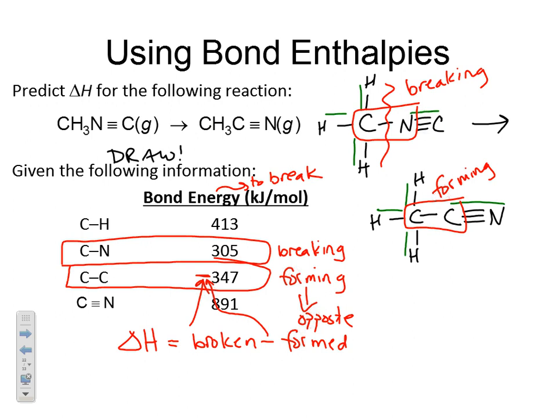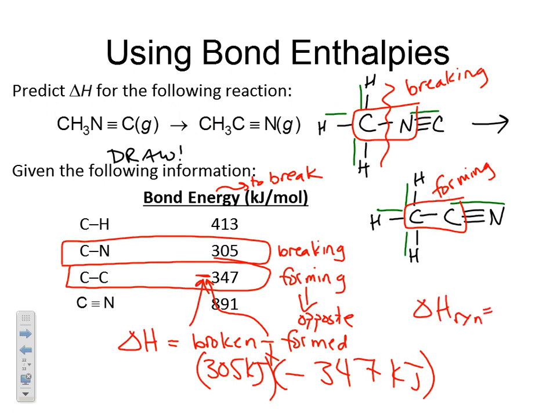So the broken, I'm breaking 305. Takes 305 kilojoules to break that carbon to nitrogen single bond. And then I have the negative, like the minus, right? And then the 347. So that's how much energy I'm getting when I form the C to C single bond. So then it's just adding them together. So 305 minus 347 is a sort of a summation. 305 minus 347, broken minus formed. So I get overall the delta H for this reaction is negative 42 kilojoules per mole reaction.